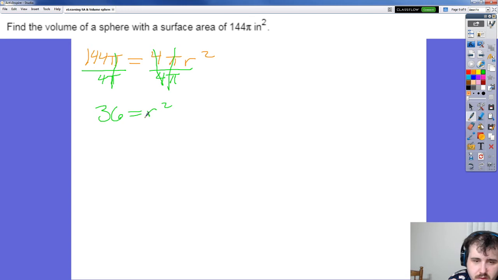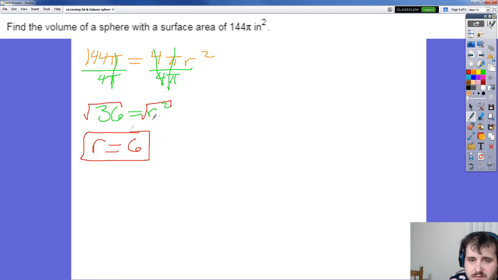Well, if 36 is r squared, what number squared is 36? I heard some of you already say it. Square root both sides, and we don't have to worry about the plus or minus because we are in geometry and we don't care about negative radii. Negative radii are meaningless to us. We don't care that the radius can also be -6. We just care that it's 6. So here is our radius, and now we're just trying to find the volume with this radius.